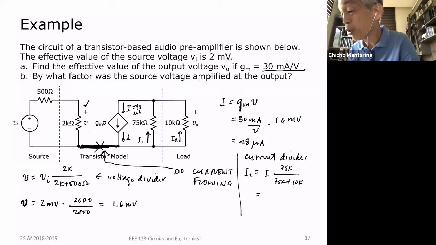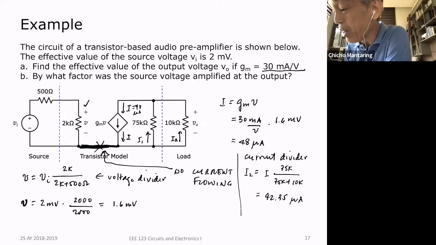Okay, I will be equal to 42.35 microamperes. Okay. So itong current na to will divide between this and this, and I2 will be equal to 42.35 microamperes.